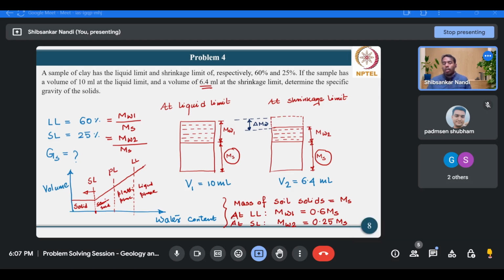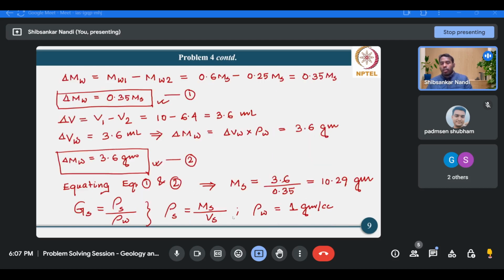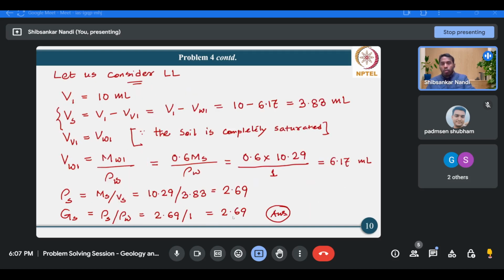You only need to know the fundamentals, that is, what would be the degree of saturation for all these limits, then the definition of water content, and the definition of specific gravity of soil solids. So these things you need to know. Hope these things seem to be fine from your end as well.